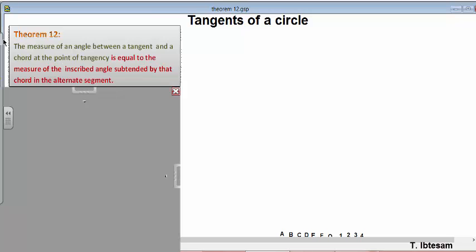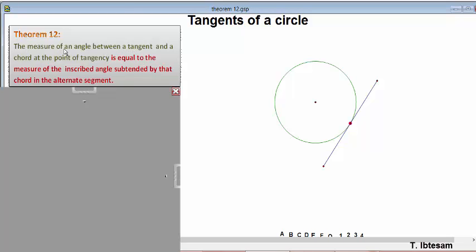So, to explain that more, we will draw a circle. What we need here, the measure of an angle between a tangent. So I need a tangent. Okay, this is the tangent. Of course, if I have a tangent, I have a point of tangency. Let's make it this point. This is the point of tangency.